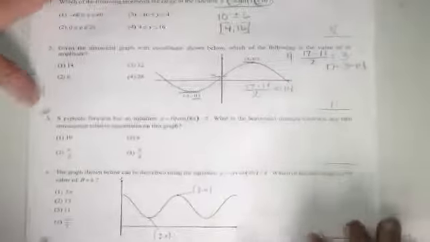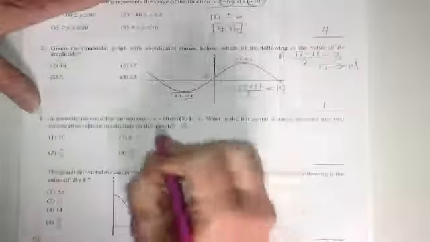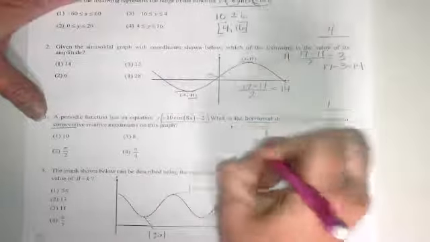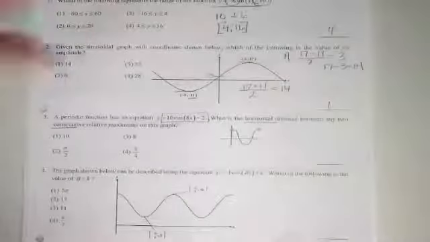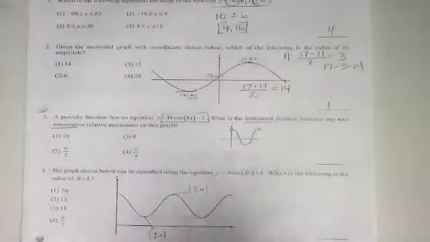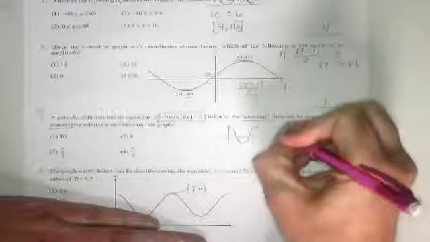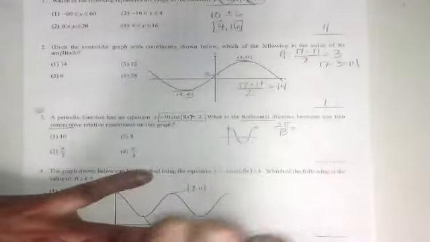On 3, it gives us the equation here. So the horizontal distance between any two consecutive relative maximums, on a cosine curve, that's from here to here. So those maximums are happening in what is one cycle. And to find how long it's going to take for one cycle, we want to do 2 pi over b. So our b value in this case is 8.